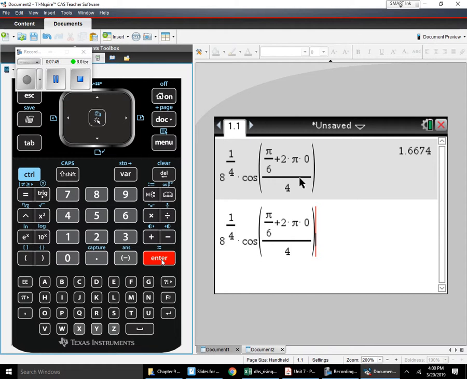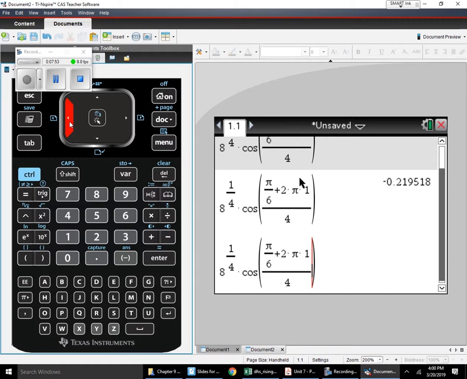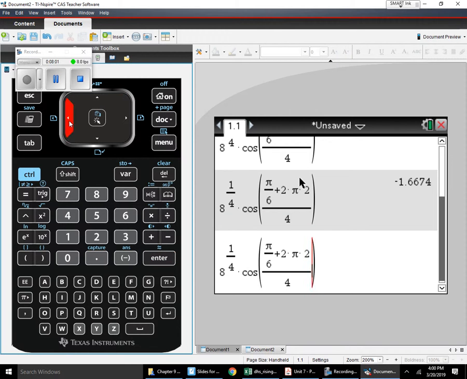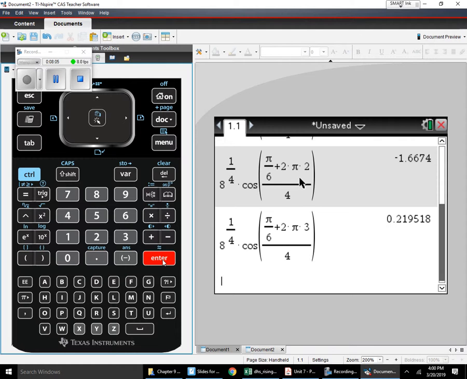We can switch that 0 to a 1. That's my second one. Switch that 1 to a 2. And last but not least, we can switch it to a 3. So we have our 4 real parts.